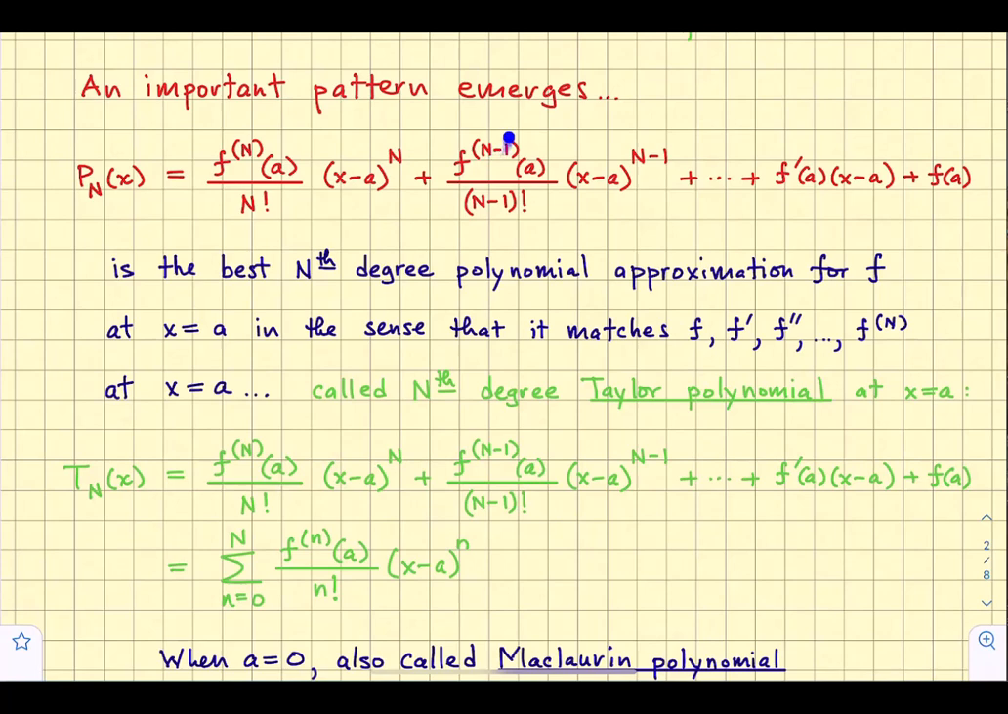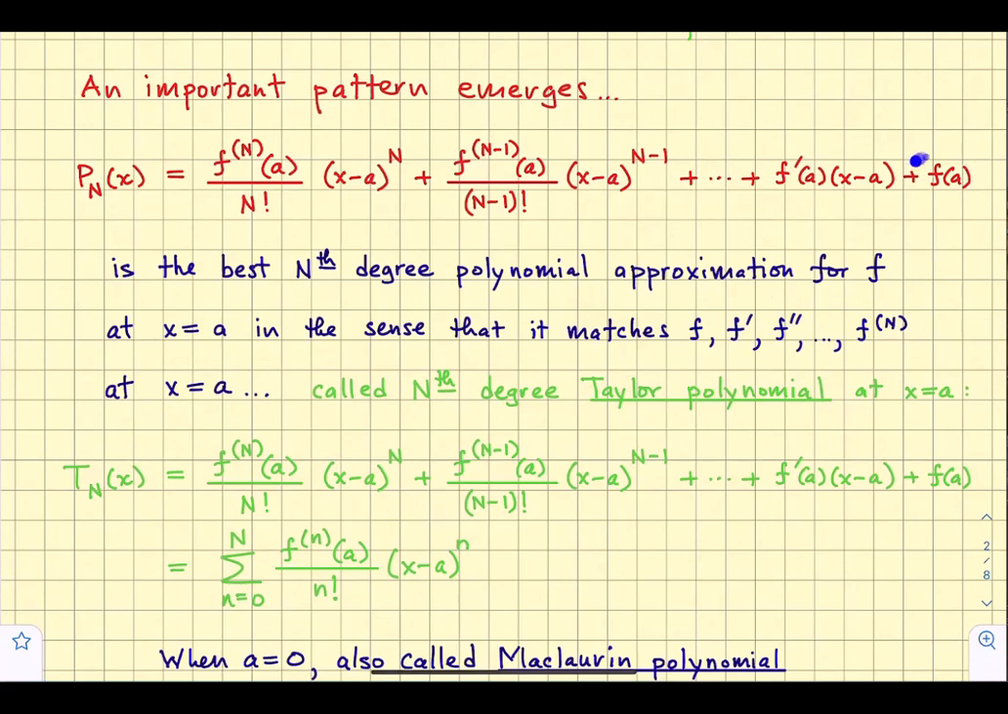We'll keep counting down on the derivatives until we get all the way to a first derivative, and so the denominators will go all the way to that 1 factorial, and then we end with a constant term here. You can think of this as the 0th derivative term. 0th derivative just means original function. This, we claim, is the best nth degree polynomial approximation for f at x equals a, in the sense that this creature is going to match f, f prime, f double prime, all the way up through the nth derivative of f at x equals a. And notice that there are n plus 1 coefficients, and the way they were found was by imposing those n plus 1 matching conditions and solving the resulting equations.